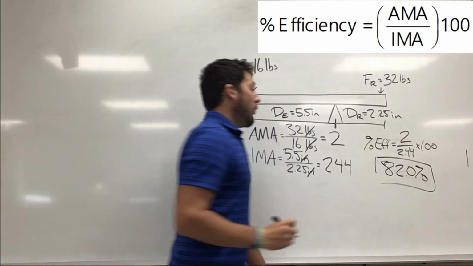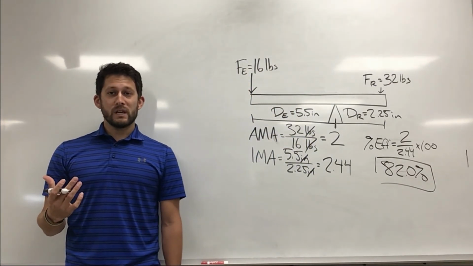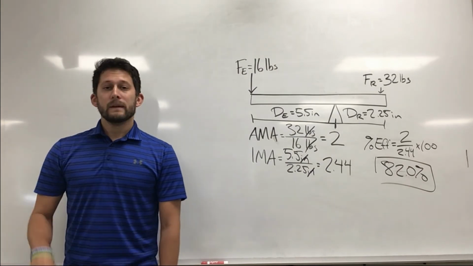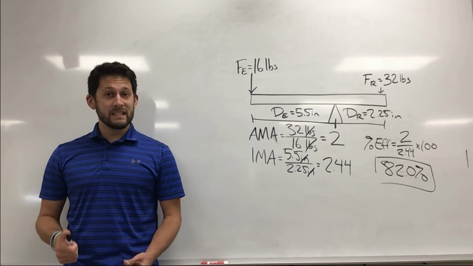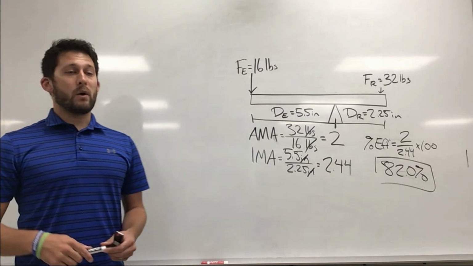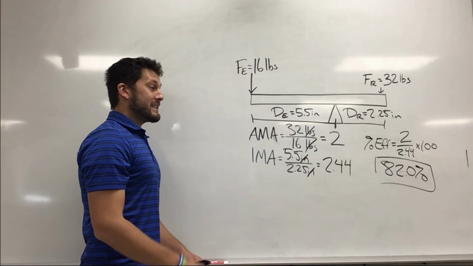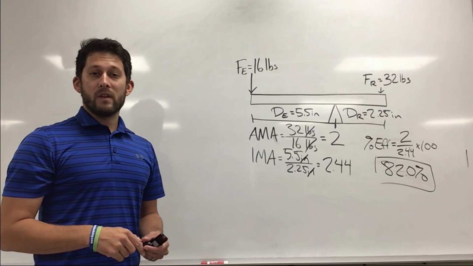efficiency, which is incredible. And you're going to find when you are actually creating some of these machines, you're going to have really, really low efficiencies. But the big takeaways from this video: remember your distances for IMA are always measured from the fulcrum to wherever your force is. And make sure you are paying attention to your efficiency, because you can never, ever have an efficiency bigger than 100%.